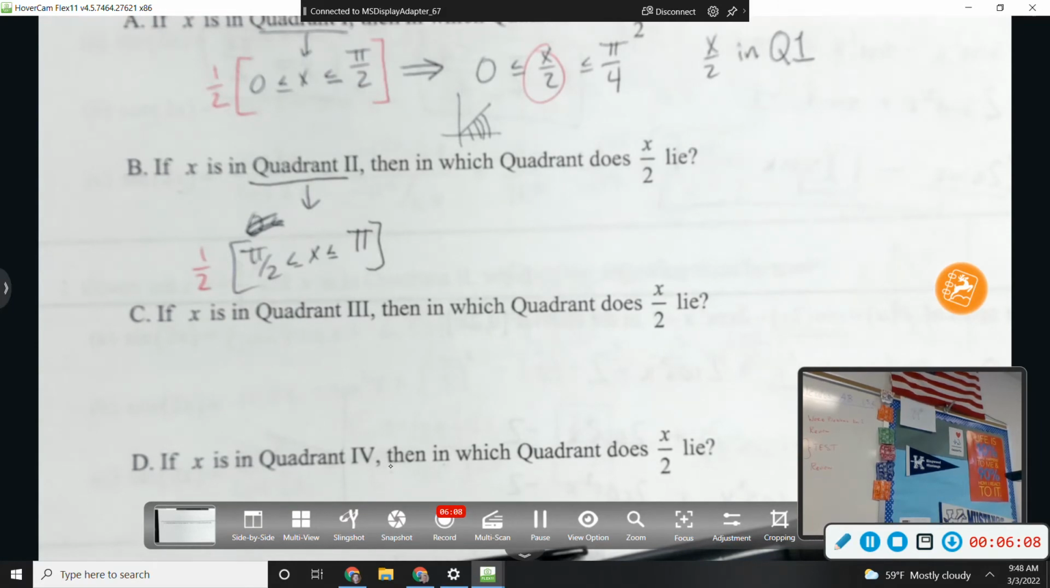Most of you have multiplied by a half, but also take the next step and tell me where x over 2 is, what quadrant. Good, all the answers I've seen so far are correct. So this is right. So think about where that is.